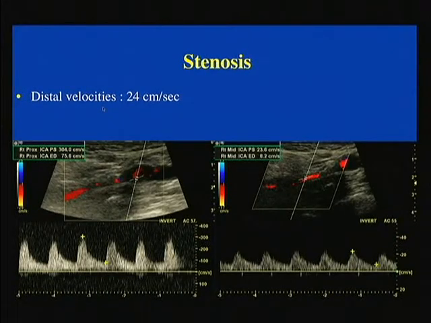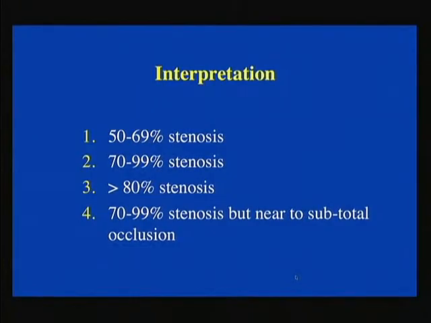Always remember, as I indicated, to go above. Go above. Now, watch this waveform here. What's the distal velocity? 24. What's the shape of the waveform? Normal or abnormal? It's a bit rounded off, correct? Low velocity, rounded waveform, distal to a stenosis. How would you interpret that? 70 to 99? Greater than 80? This is the one case where you're going to have to say this.